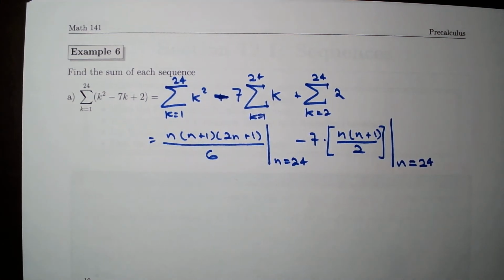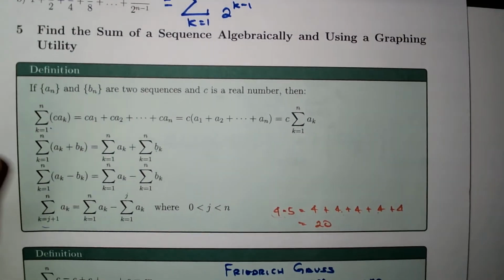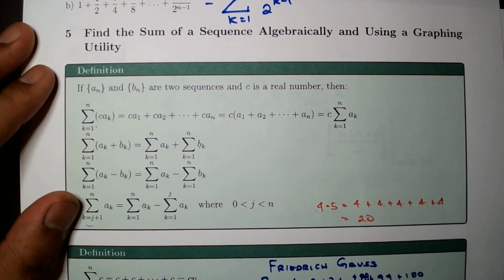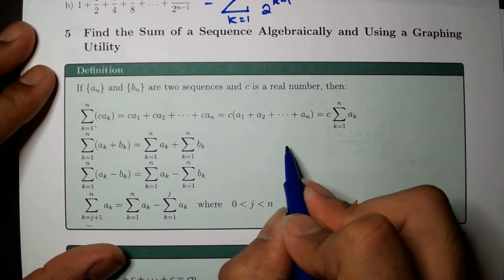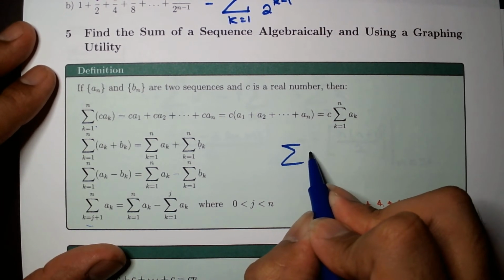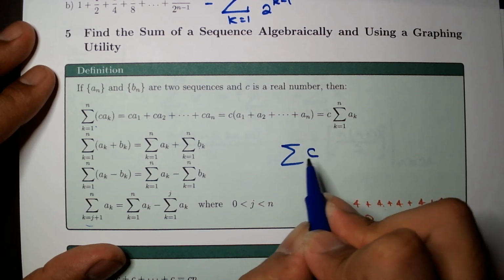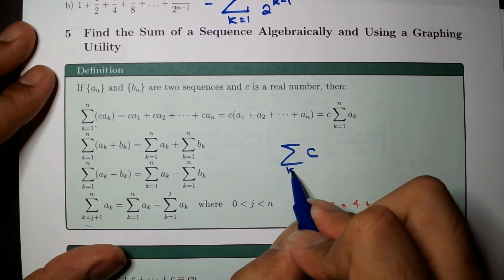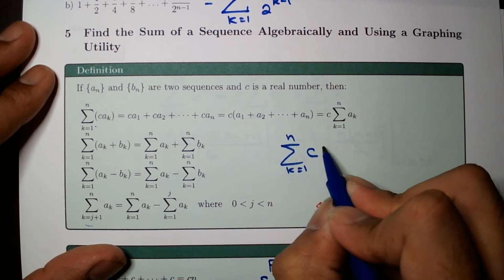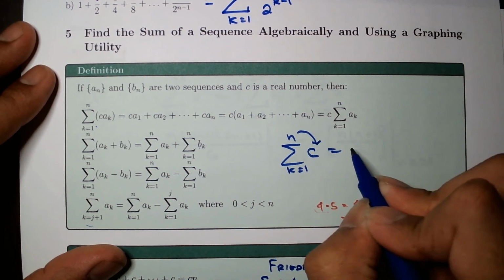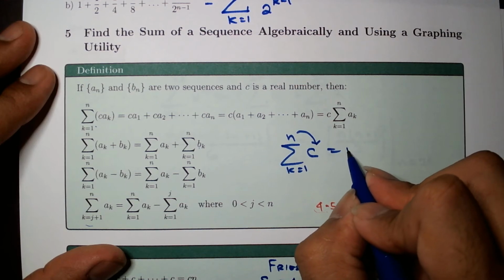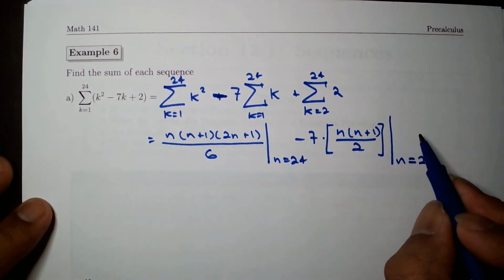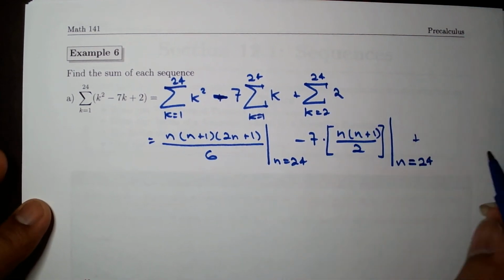What about this last one? Well, in this case, maybe I should have added another formula. When we have a constant without a sub k, the sum for k equals 1 to n, all we do is multiply n times c. All right, so 24 times 2.